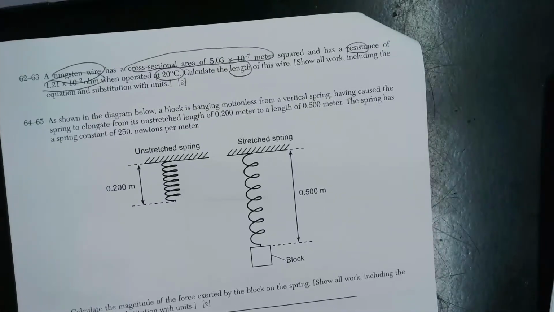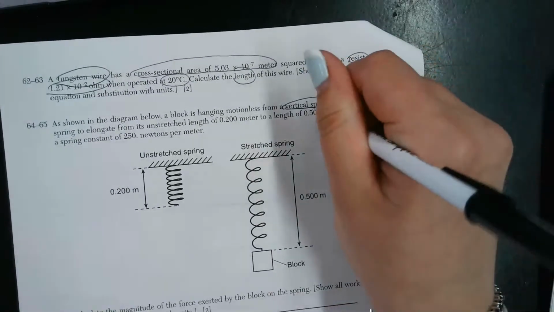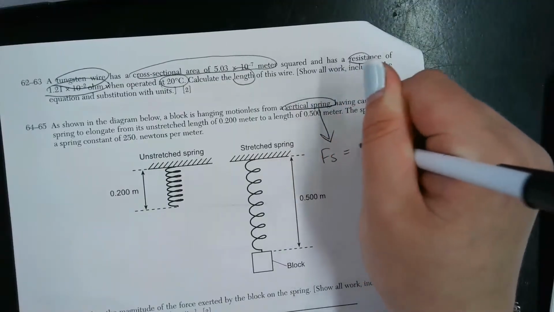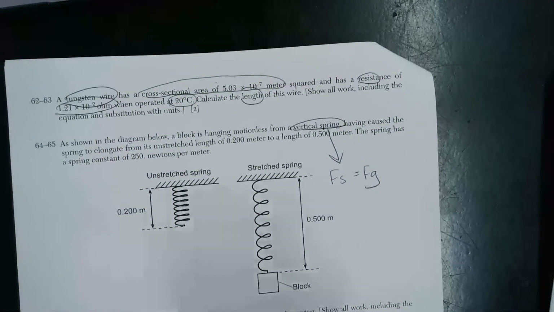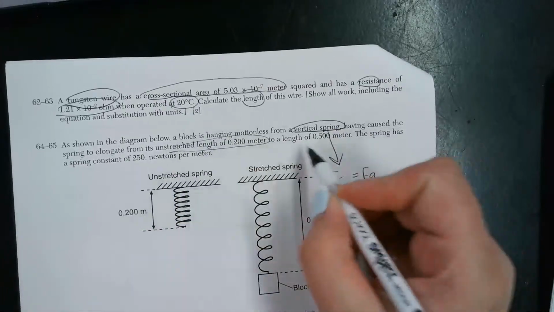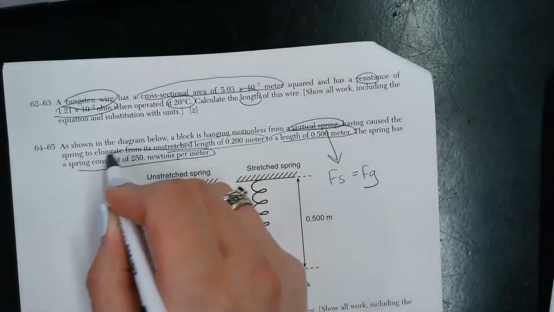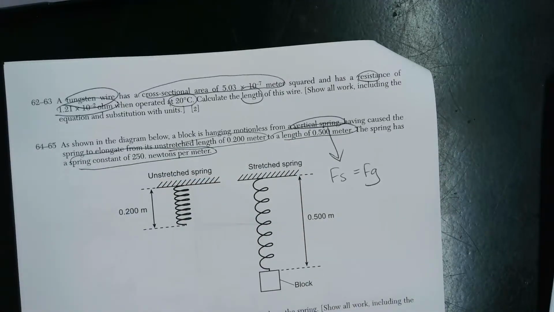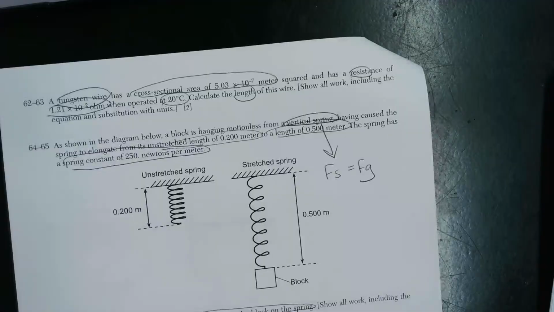64-65. As shown in the diagram below, a block is hanging motionless from a vertical spring. The moment you see vertical spring, I need you to understand that the spring force is equal to the force of gravity, which causes the spring to elongate from its unstretched length of 0.2 meter to a length of 0.5 meter. The spring has a spring constant of 250 newtons per meter. Calculate the magnitude of the force exerted by the block on the spring.